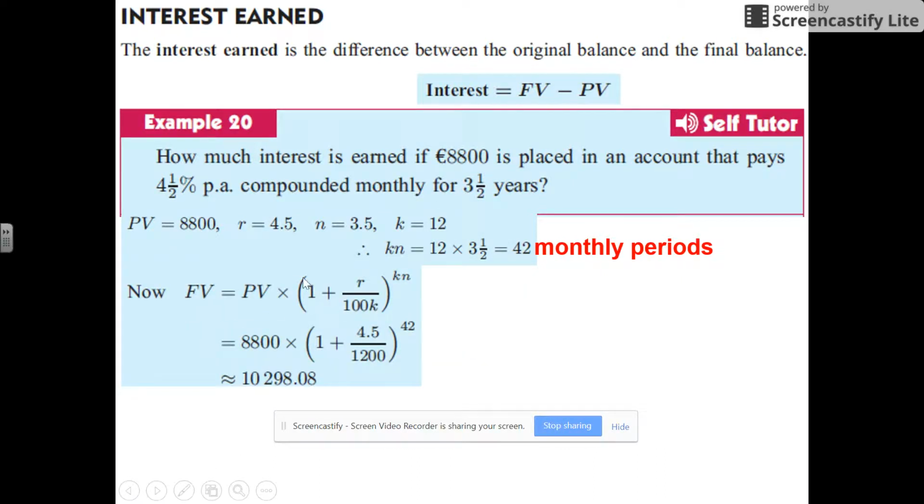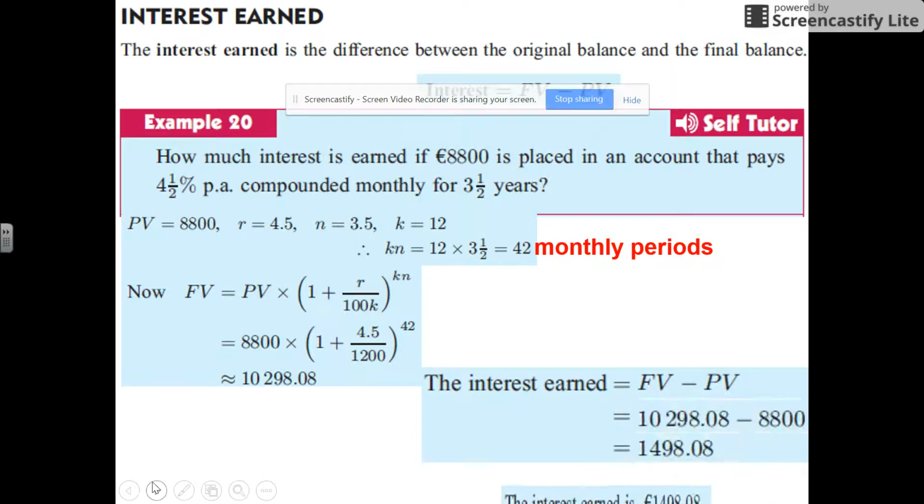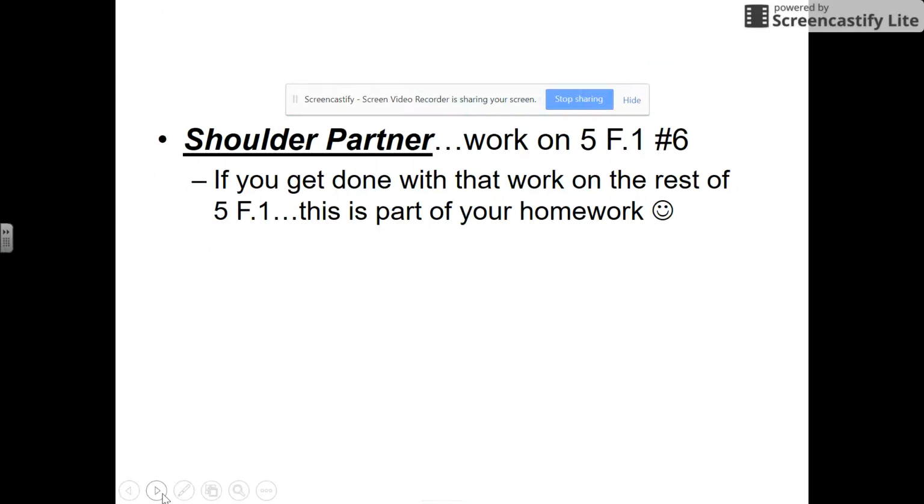what you started with. So the ending amount is the present value, 8,800, times 1 plus 4.5 divided by 1,200, because K is 12. But notice it raises it to the 42nd. So you end up with 10,298.08. It doesn't ask you for the ending amount. It asks for the interest. So just be careful you're answering the question when you're done. If you show your work, you only miss 1 point on those things. So the actual interest earned would be $14.98. And you got pounds there.